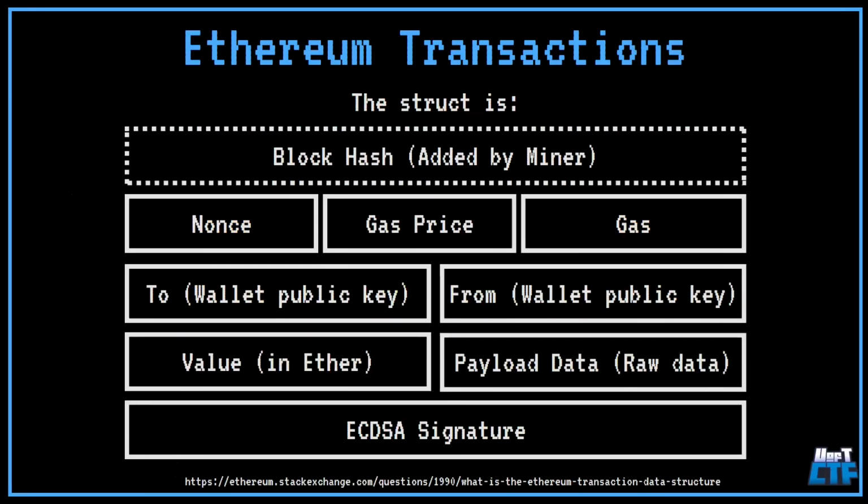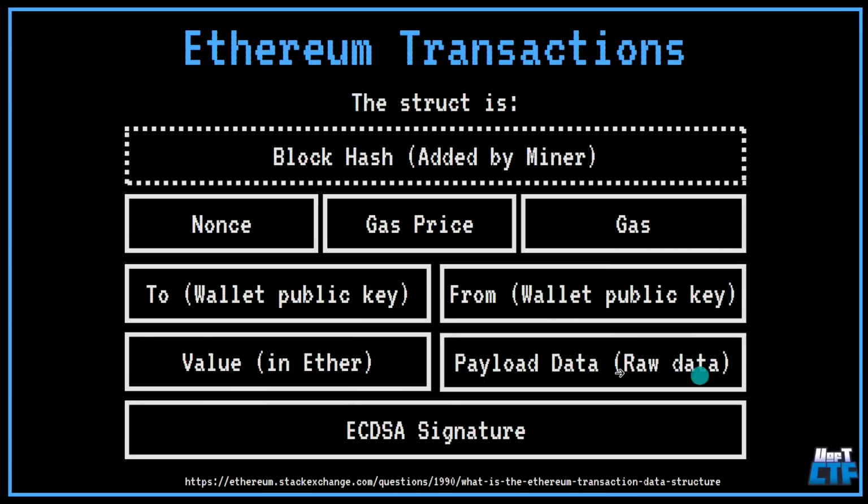So if you're curious about the structure of this, you have the nonce, you have the gas price, and you have the amount of gas. This gas is paid out to the miner later. The gas price is the unit per gas, so maybe like 1 gwei. And you have the address that you're sending it to and the address that the transaction came from. And you have the value, which is the number of ether that you're sending.